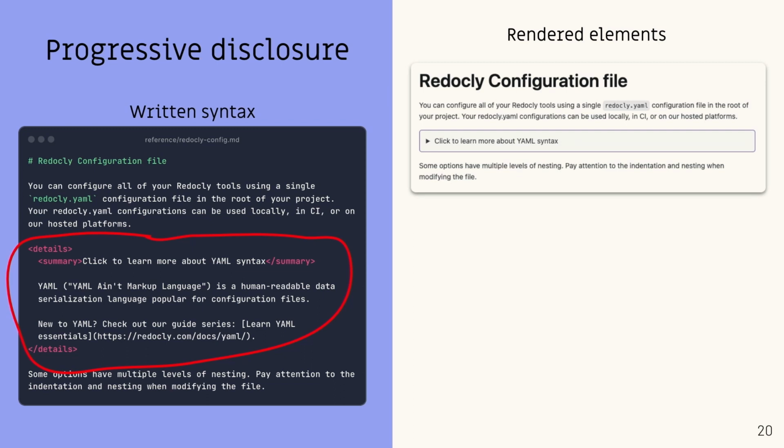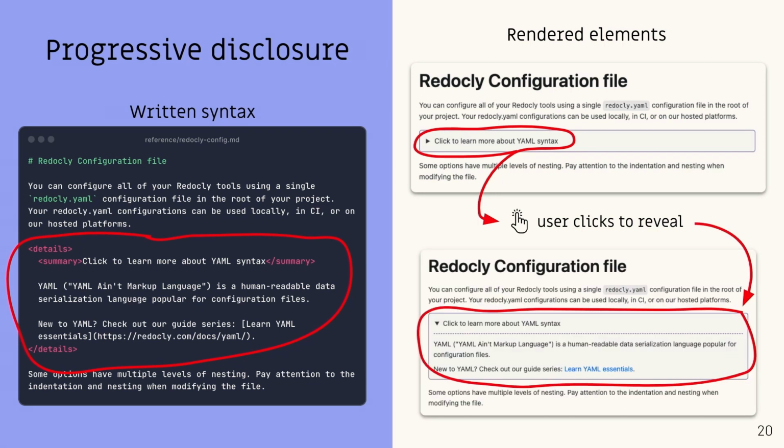You want to make sure that you are setting expectations with what is there. You're expecting users to interact with that element, so you need to tell them, click this, this is what you will find here. When a user clicks that progressive disclosure, it's going to expand and reveal the content inside of it.